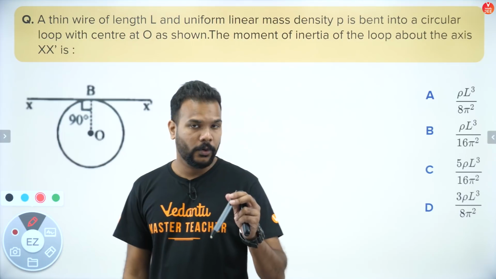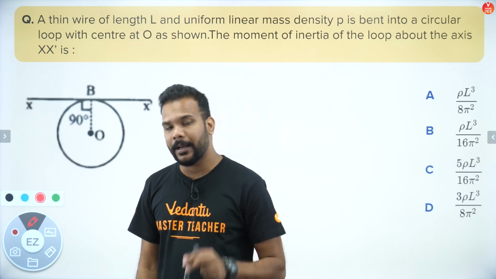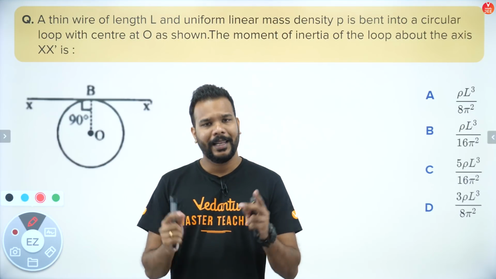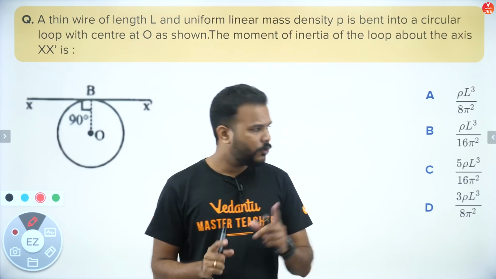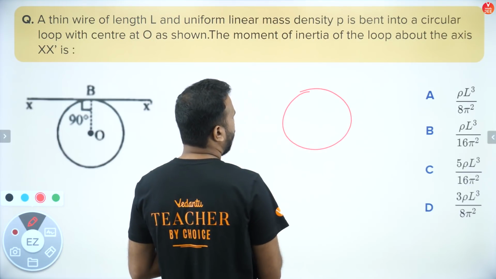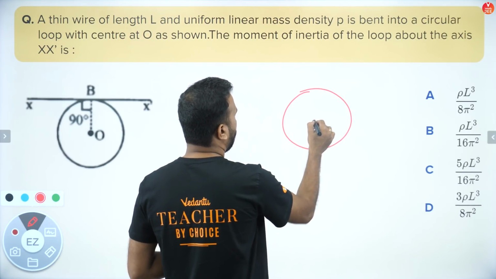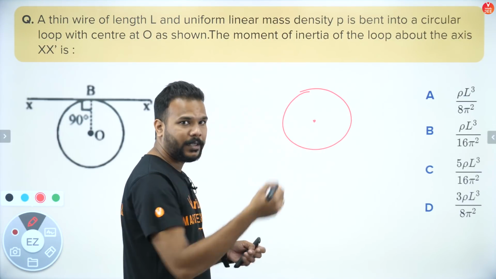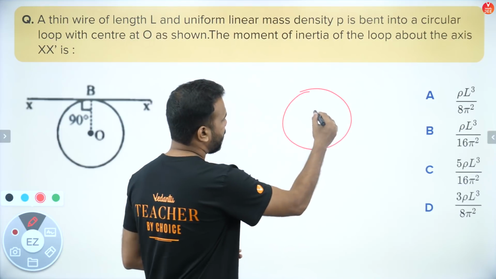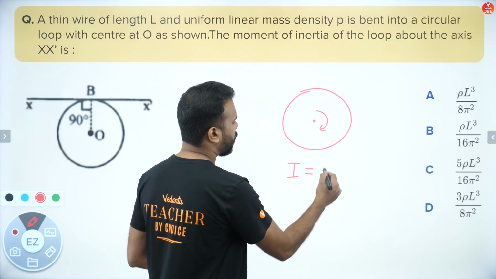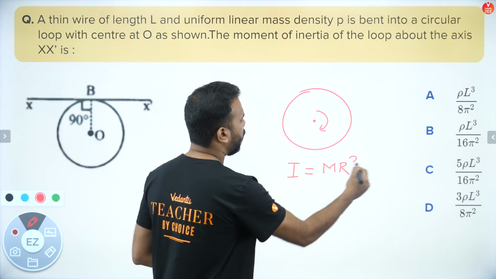Okay guys, so now if you think about the question, let's just forget about the wire for a moment. Let's just think about the ring first. So when we are talking about the ring in general, if we know the mass and the radius of the body, for an axis that is passing through the center and perpendicular to it, that means this is the kind of rotation that happens, we know that the moment of inertia in that case comes out to be mr square for the ring.